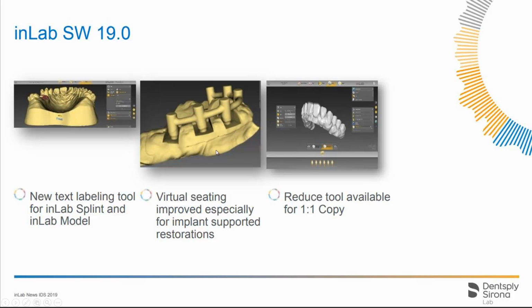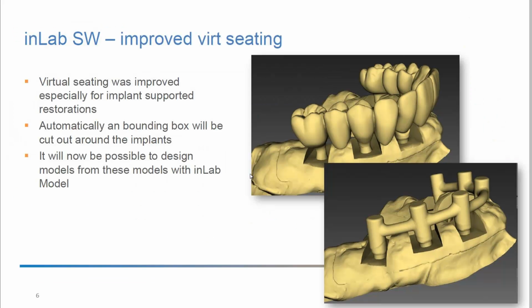In the past, we'd have an area when we would virtually seat it, and sometimes the abutment wouldn't show up perfectly because the area beneath it wasn't cleaned out. Now the software will go ahead and clean that out, and we have a reduce tool available. It's a partial reduce tool for one-to-one copy cases, and I'll go over that. So you can see here for virtual seating, especially for implant type restorations, it will go ahead and make a bounding box underneath, so it's nice and clean, and you're able to print these models now.